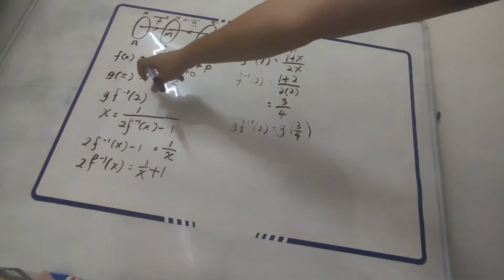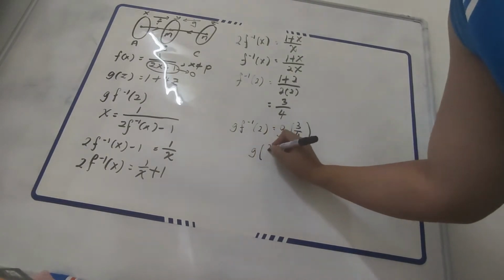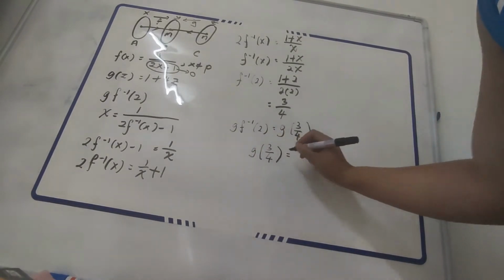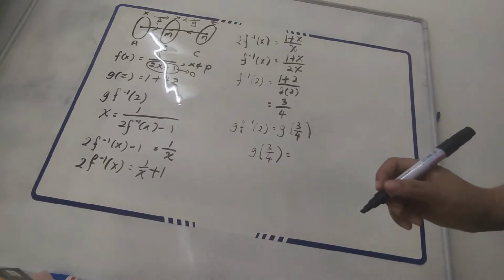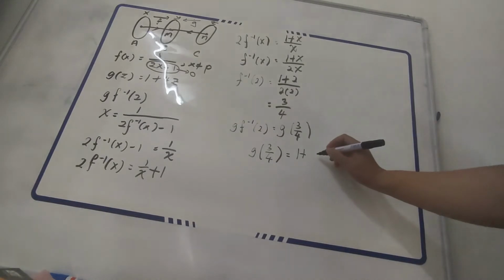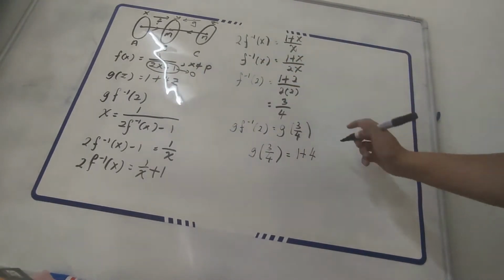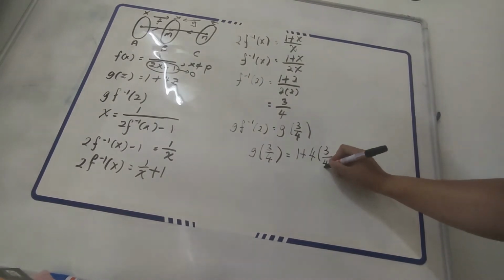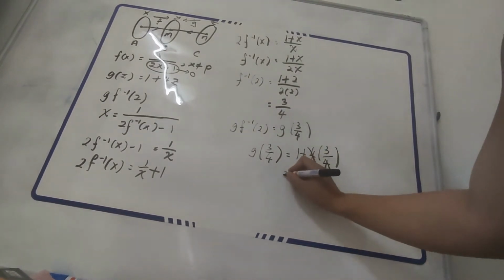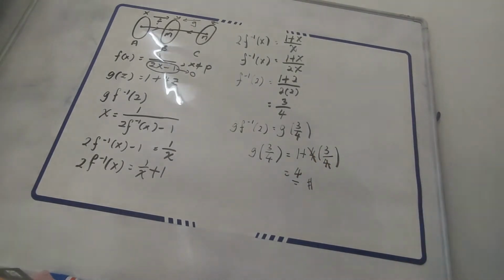So what is the function of g? g of 3 over 4 also equals 1 plus 4z. The z now is 3 over 4. So it should equal 4, the answer. So this is the answer for part B, the second question.